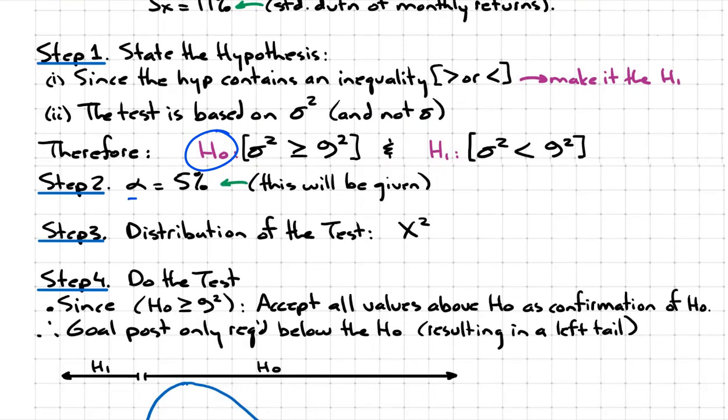Step 2, level of significance, 5%. Again, as I said, this will be given. So what is the significance of this 5%? That means we want to give the null statement a 95% confidence width or an acceptance width. Step 3, what's the distribution for variance? So how's the variance distributed? We use the chi-square distribution.